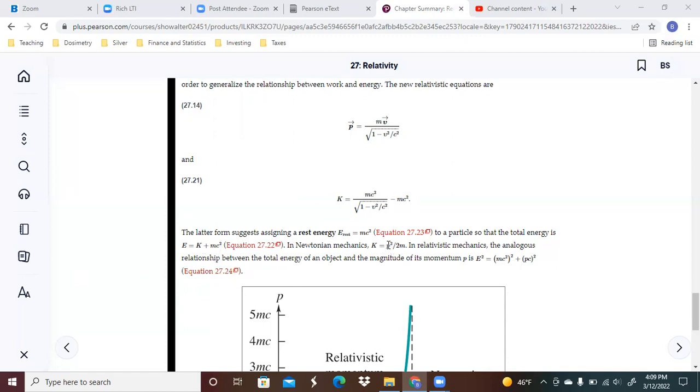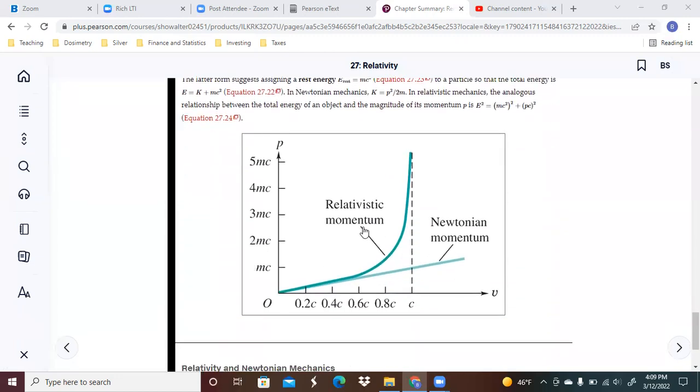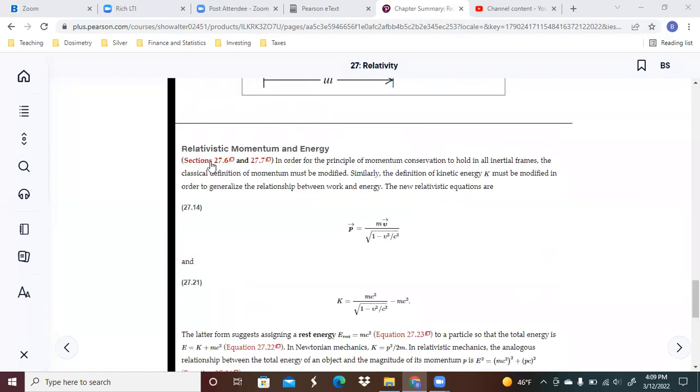In Newtonian mechanics, K is equal to p squared over 2m. In relativistic mechanics, this analogous relationship between total energy of an object and the magnitude of its momentum is going to be this. So let's take a look here at these sections.